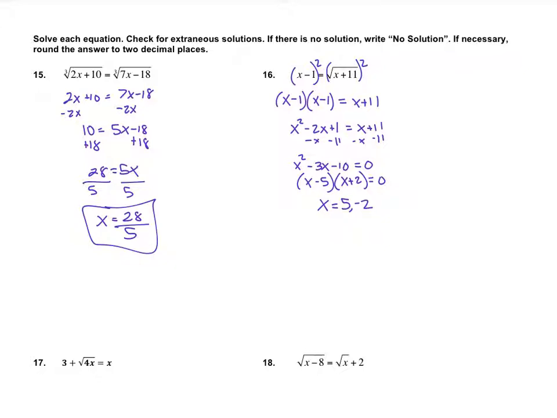We're going to plug that back in, though. We want to check our answers, and you'll find that if you plug in negative 2, you end up with negative 3 equals positive 3. So x just equals 5.